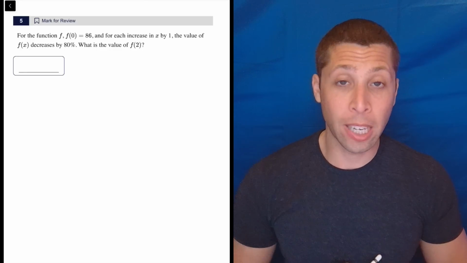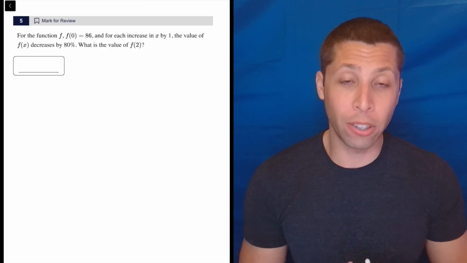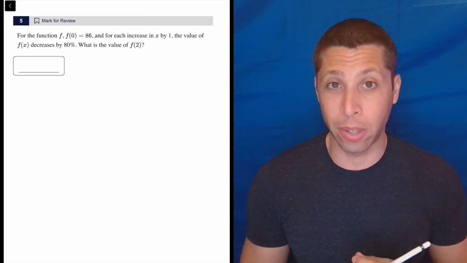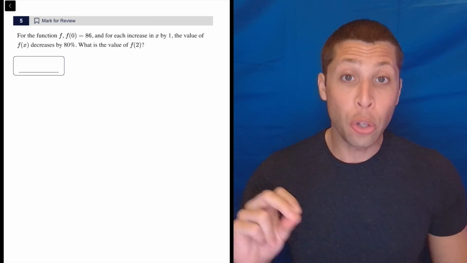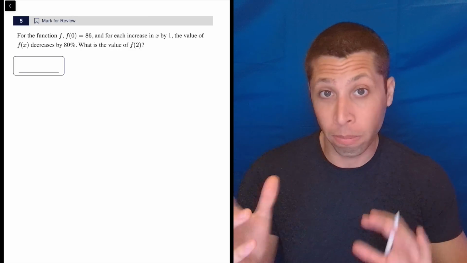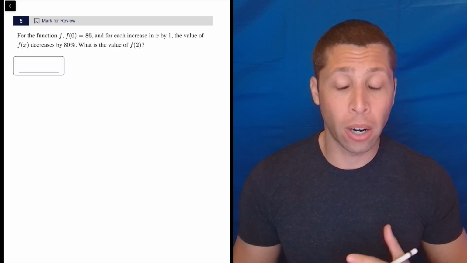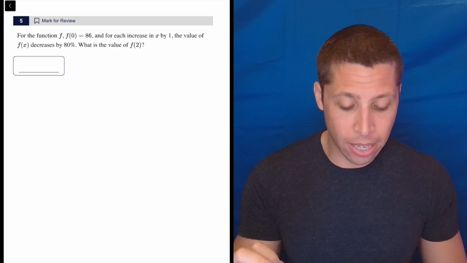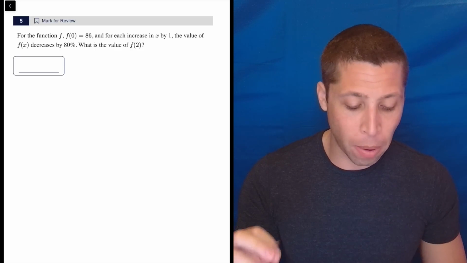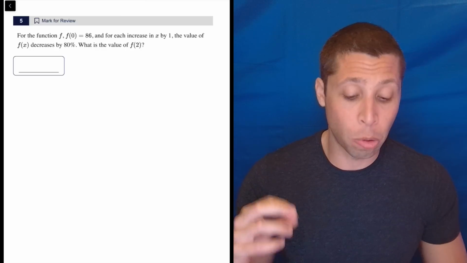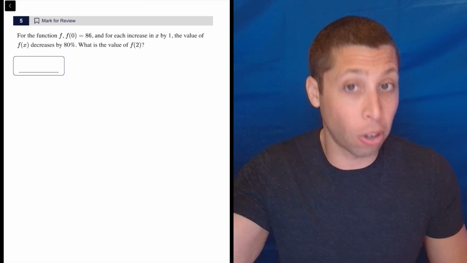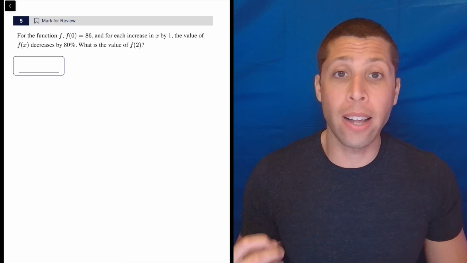Now, this is definitely an exponential, but there are versions of this question where they try to mess with us. The percentages usually mean we're dealing with exponential growth or decay. However, if they change this question slightly, if they said for each increase in x by 1, the value of x decreases by 80% of the starting value, suddenly it's not an exponential anymore.